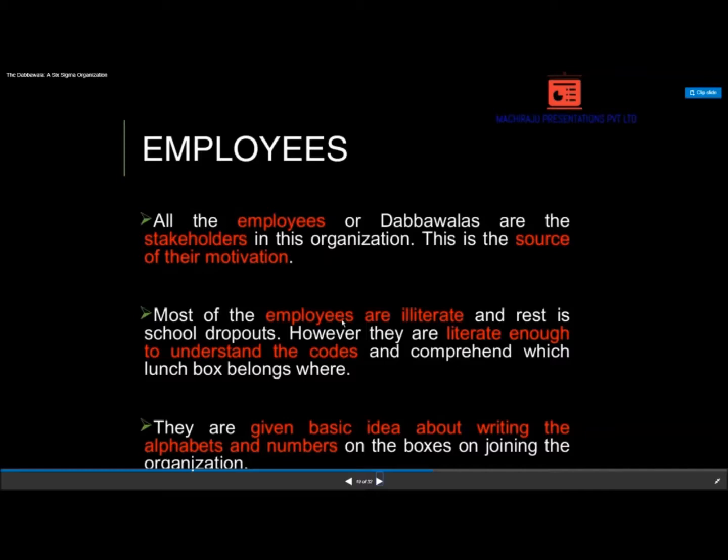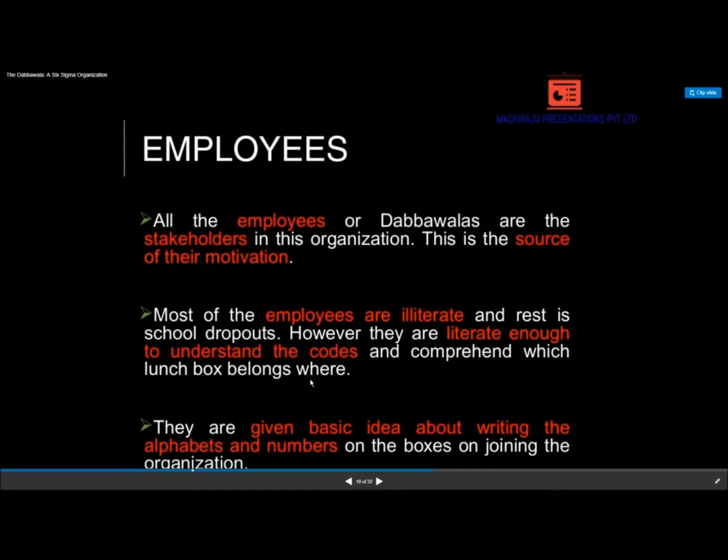Most of the employees, again, remember I told you there was no utilization of IT or computer systems or Excel spreadsheets or databases or any of this. Most of the employees are illiterate and the rest are school dropouts. All they have to know is how to understand the codes and understand where to pick up the lunchbox, what the aggregation site is, what railway station it has to go to, and where it has to be delivered.